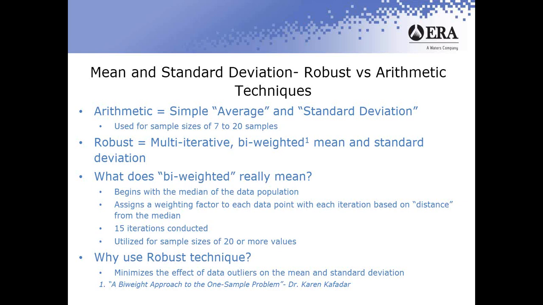Okay, why would you want to use a robust technique? Well, primarily it minimizes the effect of data outliers on the mean and the standard deviation. As an example, say you have 22 data points and one or two are significantly distanced from the mean. They can weight that mean and that standard deviation significantly, and that would yield an unfair evaluation in a lot of cases. So this technique essentially weights out those values that could typically be classified as outliers and doesn't allow them to impact the true study mean and the standard deviation.